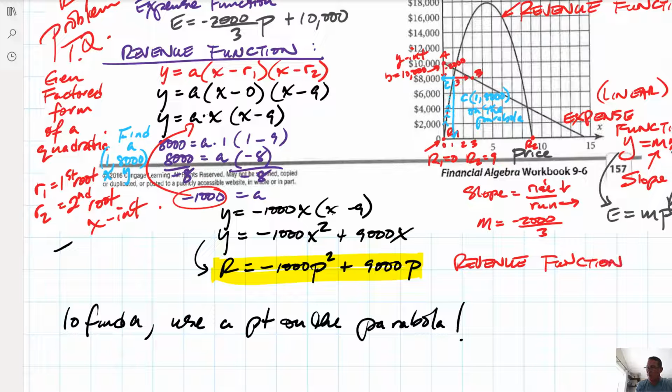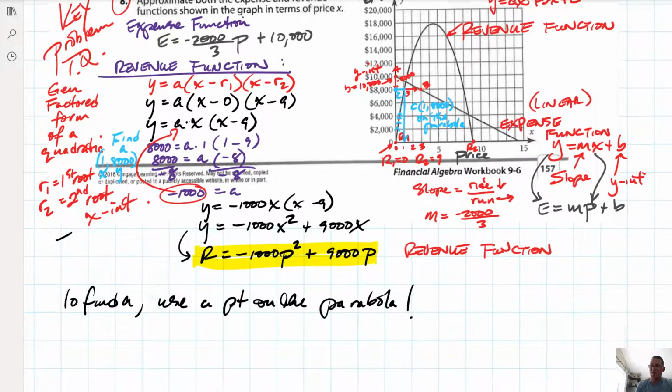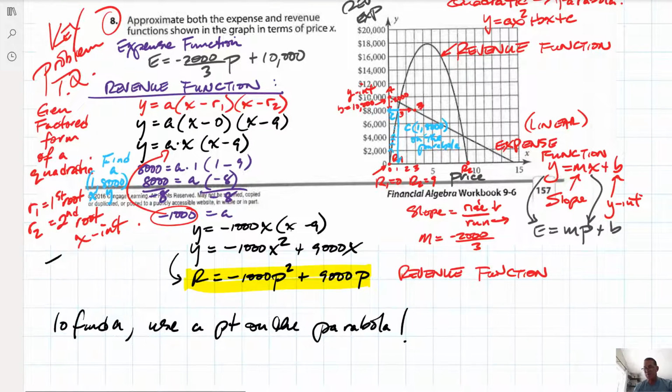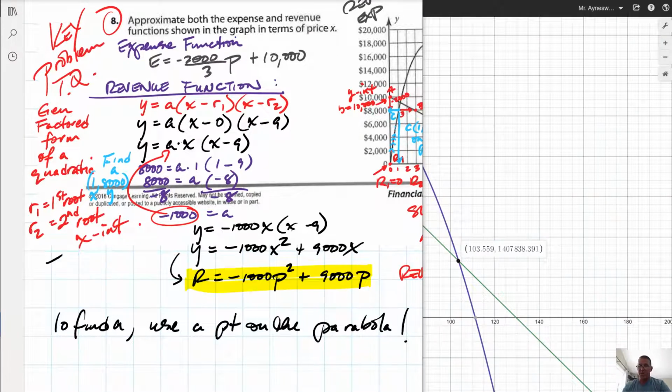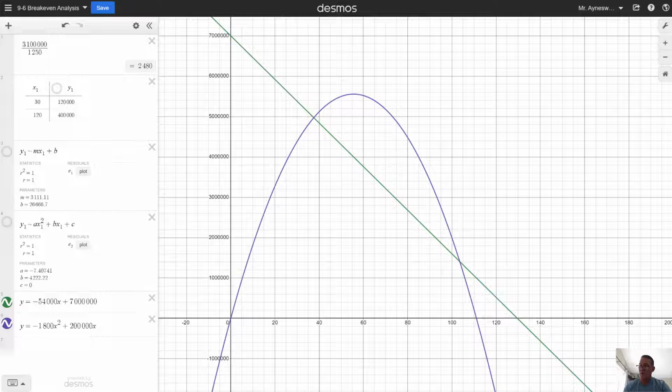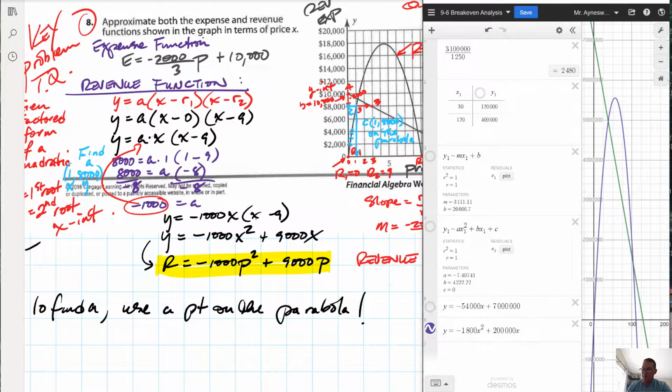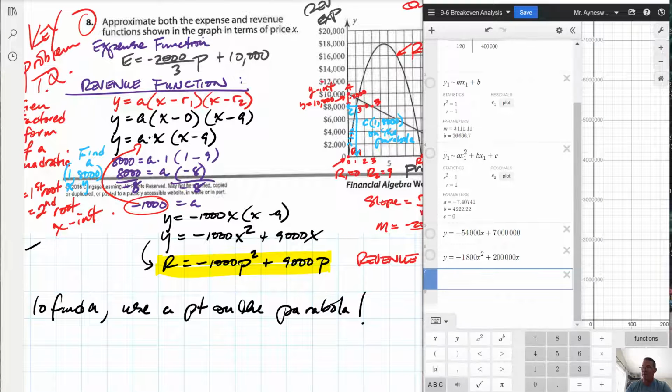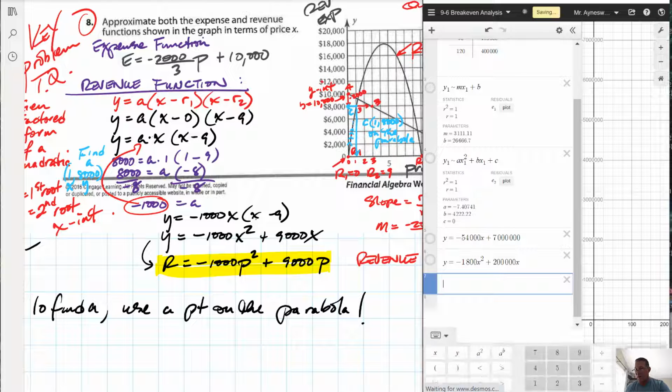So what I'm going to do now is I'm going to plot both of these functions in Desmos and show you how it looks just like the given graph up here. All right, so let's go do that. Okay, so let's go to Desmos. Let's turn off our colors from the previous graphs. Hit the save button. All right, and let's enter these two functions in.